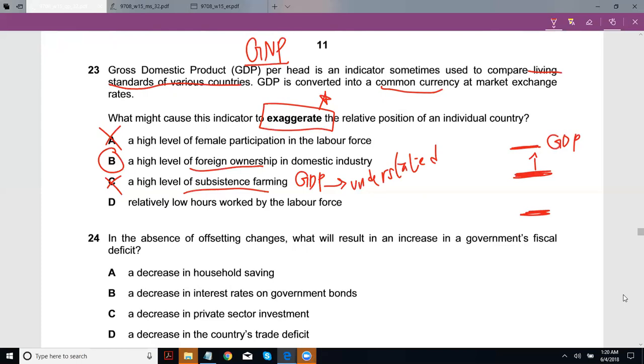Subsistence farming आती नहीं है. Sorry? Subsistence farming is when you're not paying for it, it's बनाया और खुद ही consume कर लिया. So it won't be calculated anyway in GDP. But in reality, it helps with standard of living. The GDP unfortunately doesn't look at calculated.